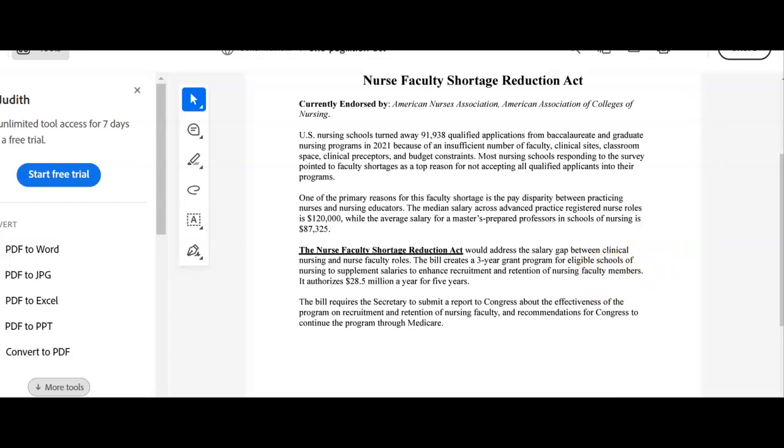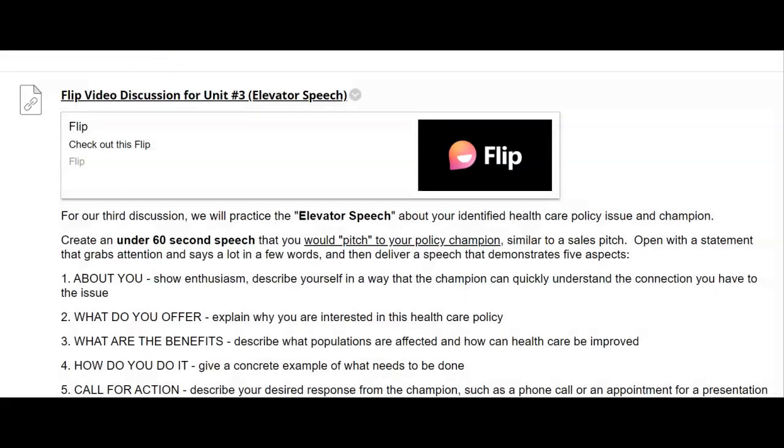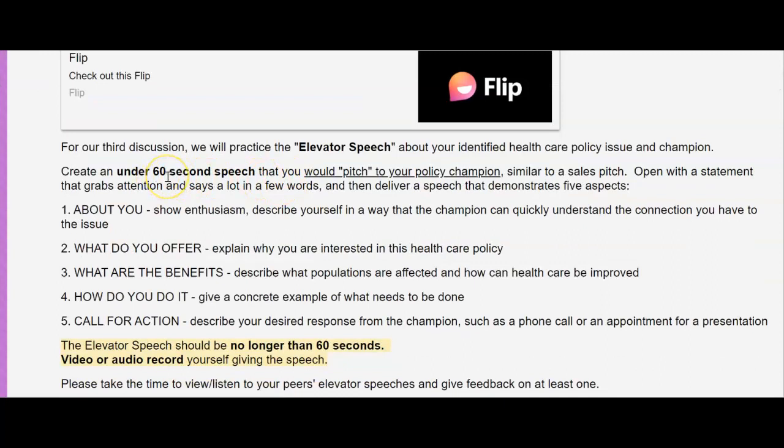So I just wanted to show you how looking at this different information will allow you to develop what you need for your minute elevator speech and also your SWOT analysis. So let's get back to the course. For your flip this week, instead of a written discussion board, you're doing an elevator speech. And I want you to create, if possible, an under-one-minute speech.